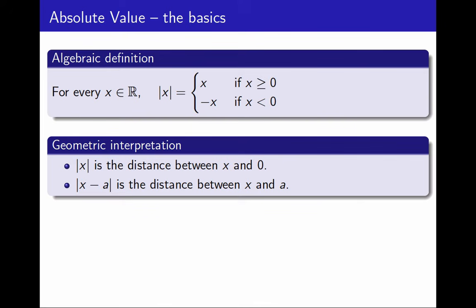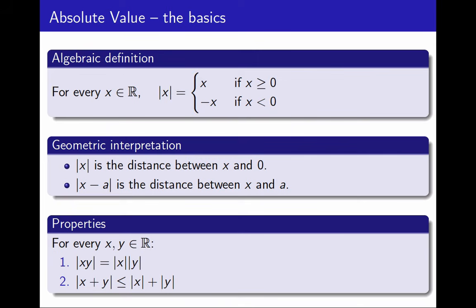And finally, a couple of properties of absolute value that we know and use often. Absolute value of the product of two real numbers is the product of absolute values. That's number one. But the same is not true for the sum. Instead, inequality number 2 here is the triangular inequality that comes in handy very often.